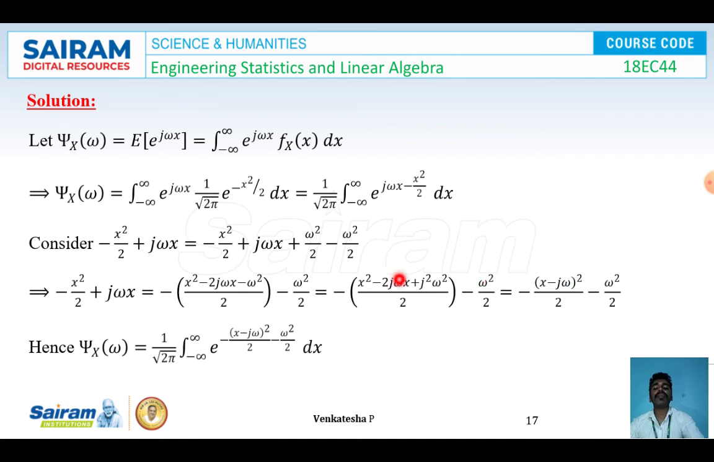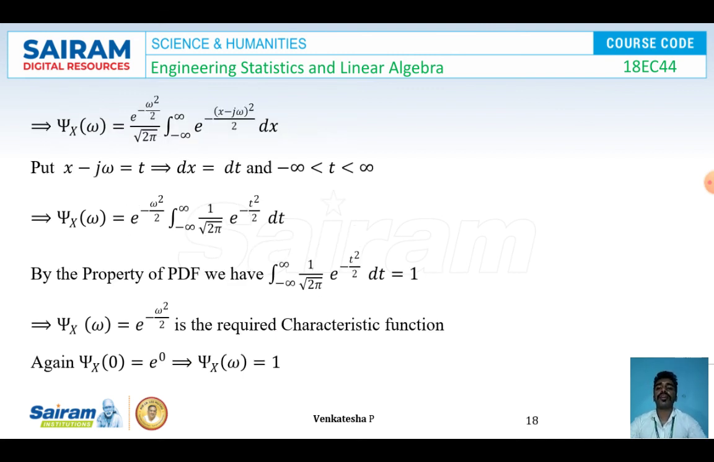So now I'll be replacing this minus x square by 2 plus jωx as minus of (x minus jω) square by 2 minus ω square by 2 in this expression. So I got ξx of ω is equal to 1 by square root of 2π integration minus infinity to plus infinity e power minus of (x minus jω) square by 2 minus ω square by 2 into dx. So I'm taking the constant e power minus ω square by 2 outside. So we got ξx of ω is equal to e power minus ω square by 2 by square root of 2π integration minus infinity to plus infinity e power minus of (x minus jω) whole square by 2 into dx.